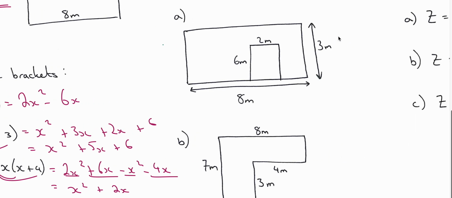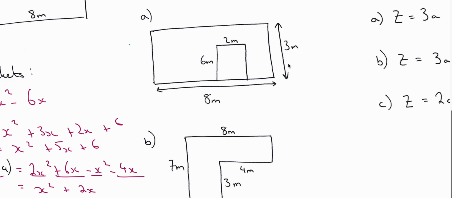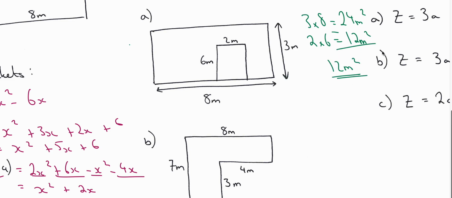Okay, next one, calculate the area. So the area of the big shape is going to be 3 multiplied by 8, which is 24 meters squared. And then the next bit is 2 times 6, which is 12 meters squared. Take them away, and we've got 12 meters squared as our final answer. So you do the big area minus the small area, and there we go.